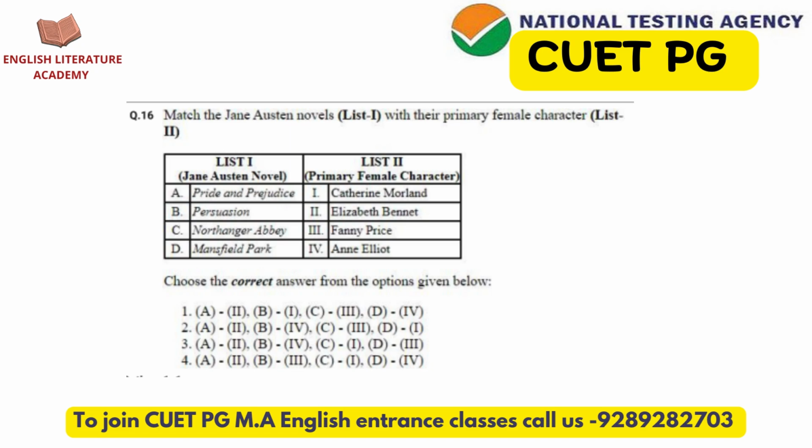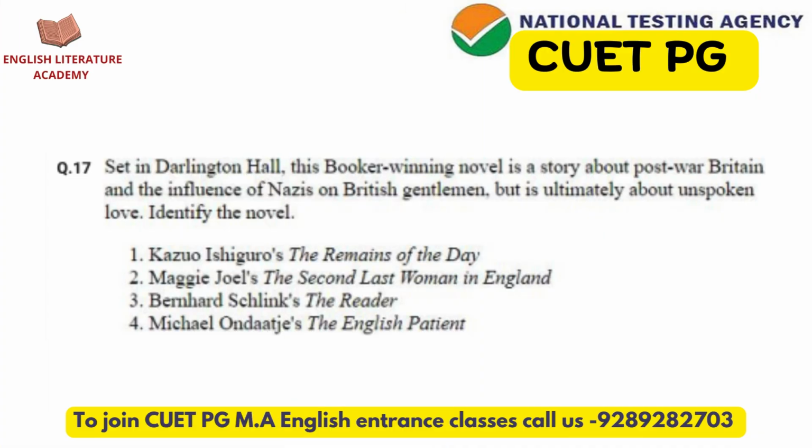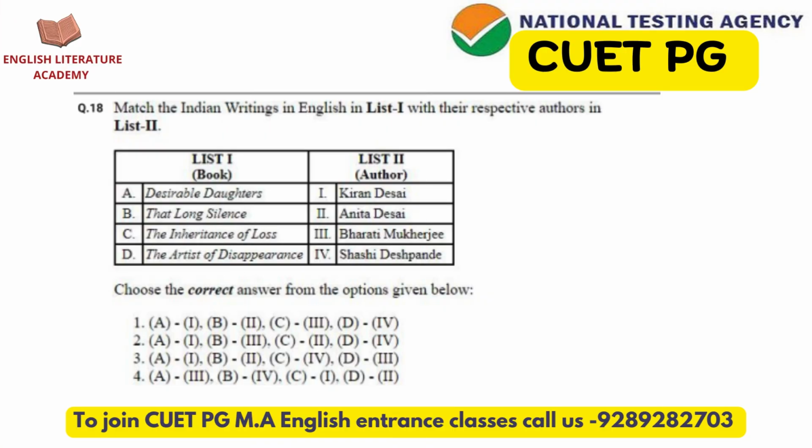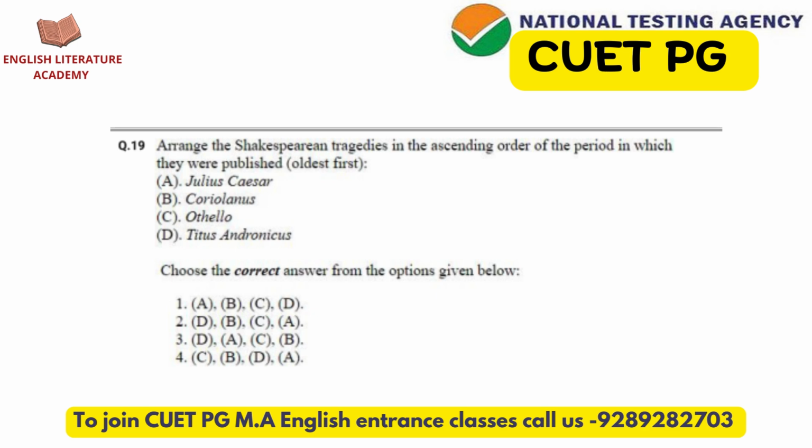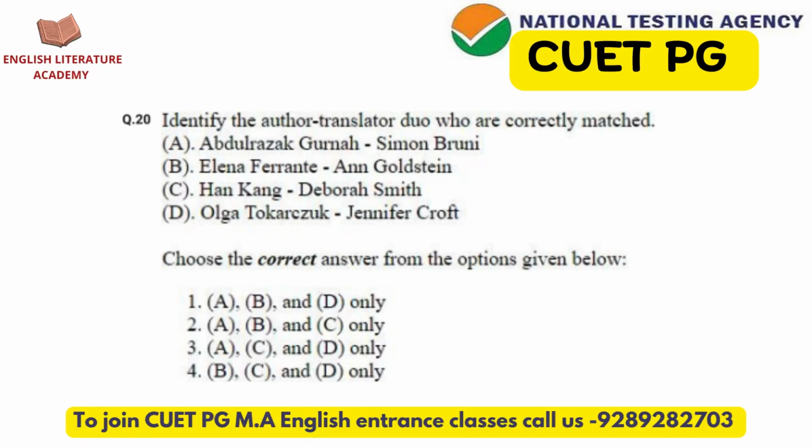17th question was about a particular novel that won the Booker Prize, set in the postmodernist period. Indian authors had to be matched with their works in the 18th question. In the next, Shakespearean tragedies had to be arranged in a sequence based on their date of publication. Again, the non-English contemporary writers had to be matched with their writings in the 20th question. Han Kang is a South Korean writer, Olga Tokarczuk is Polish, Elena Ferrante is Italian, Abdulrazak Gurnah is Tanzanian.